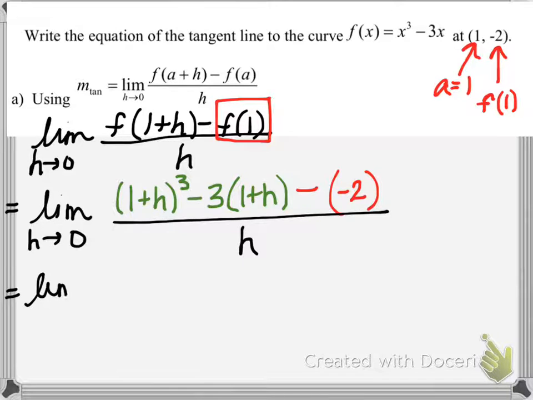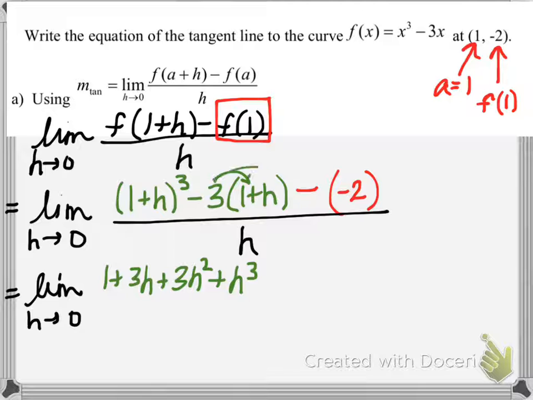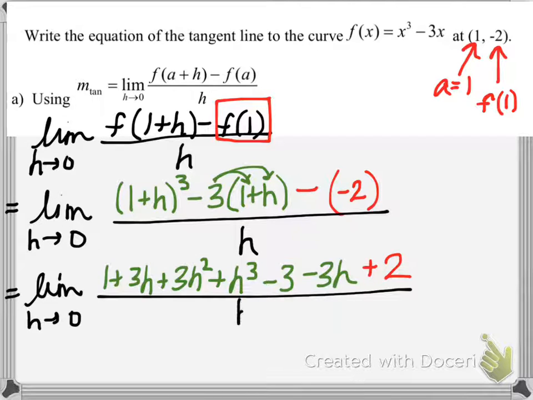Now we have the limit as h approaches 0 of 1 plus 3h plus 3h squared plus h cubed. Then we distribute our negative 3, so that gives us negative 3 minus 3h, as well as, thinking of this as not distributing but multiplying, negative 1 times negative 2 is positive 2. So your algebra skills really become important in a problem like this.